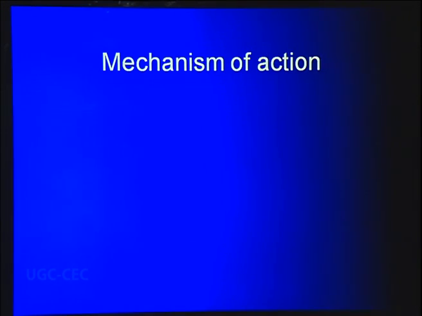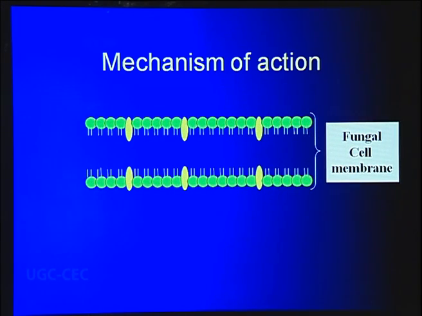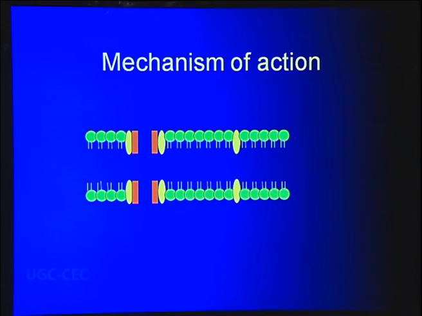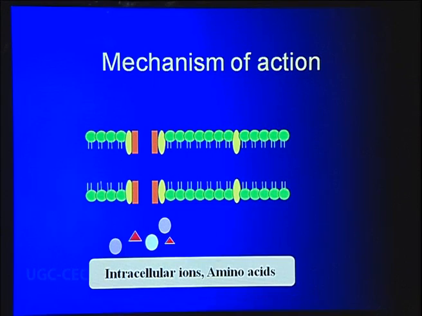Regarding its mechanism of action, let us have a look at the fungal cell membrane. As you can see, the fungal cell membrane is like eukaryotic cell membranes, but there is a specialty. You can see a specific lipid moiety there. This is called ergosterol. Amphotericin B, when administered, targets this ergosterol and is incorporated inside the fungal cell membrane, forming pores. Through these pores, the intracellular ions and essential amino acids may escape, resulting in fungal cell death. Cholesterol in the host cell membrane resembles ergosterol, and that is the reason behind the serious toxicity of the drug.